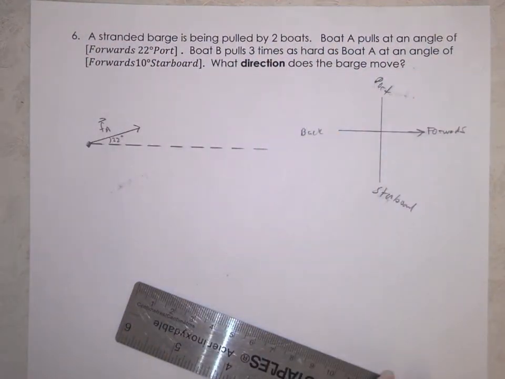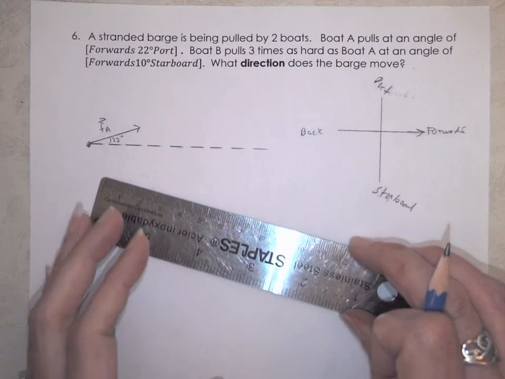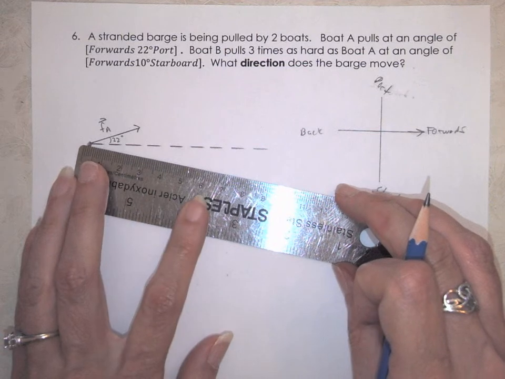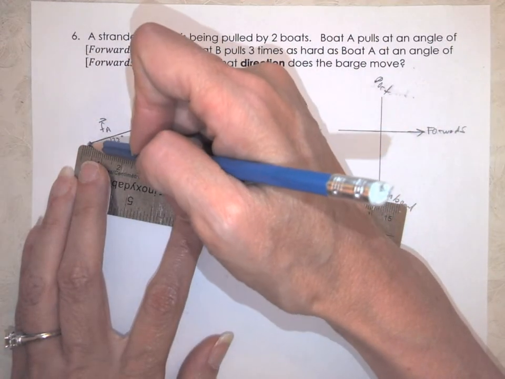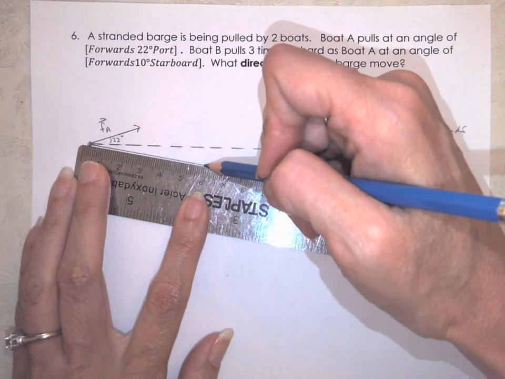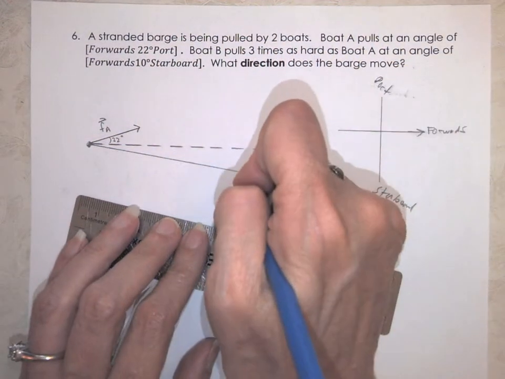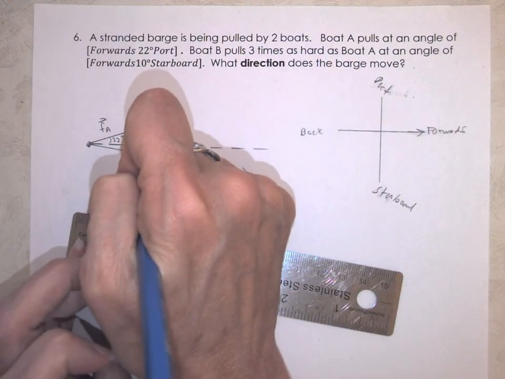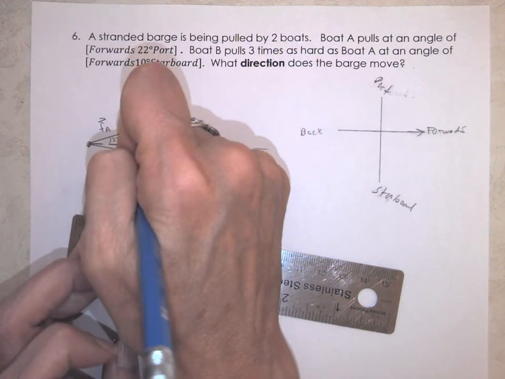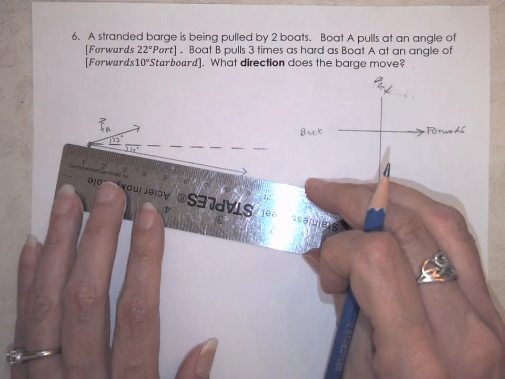And boat B pulls 3 times as hard as boat A at an angle of forwards 10 degrees starboard. So 3 times as long, but at just less than half the angle. So something like that is F_B, and that's only 10 degrees in there. And then we want to add them.